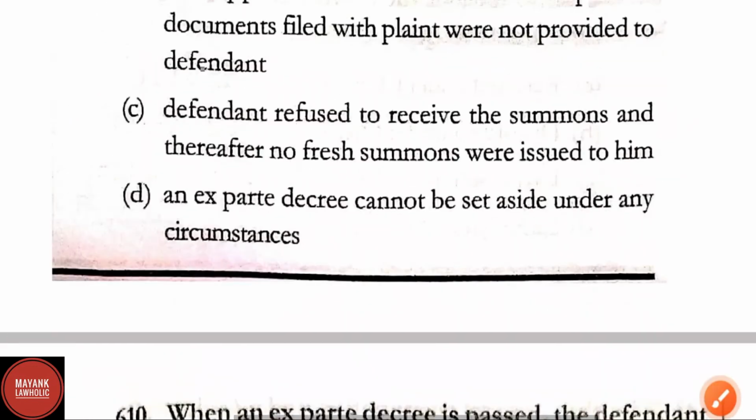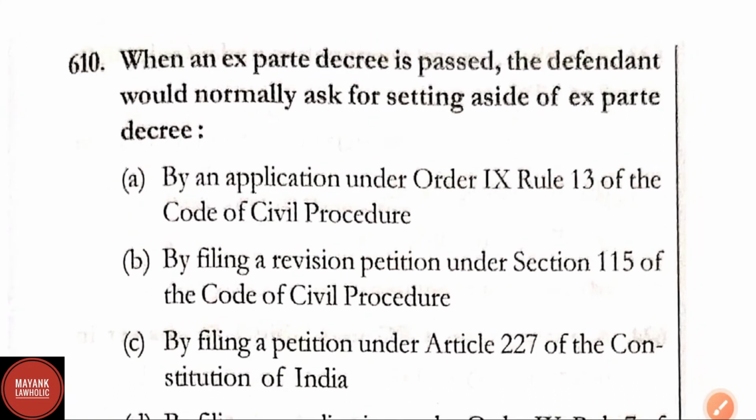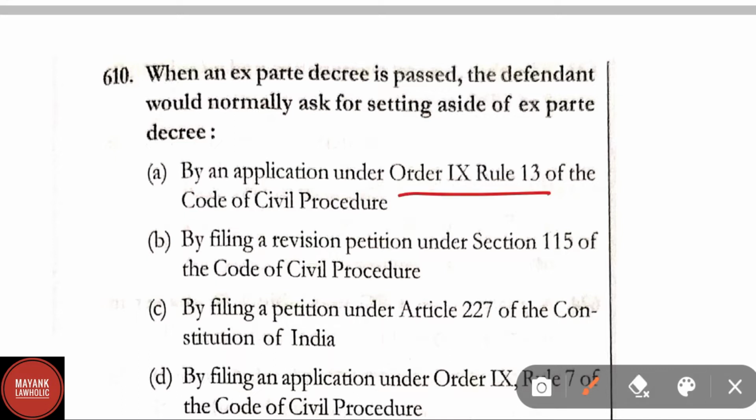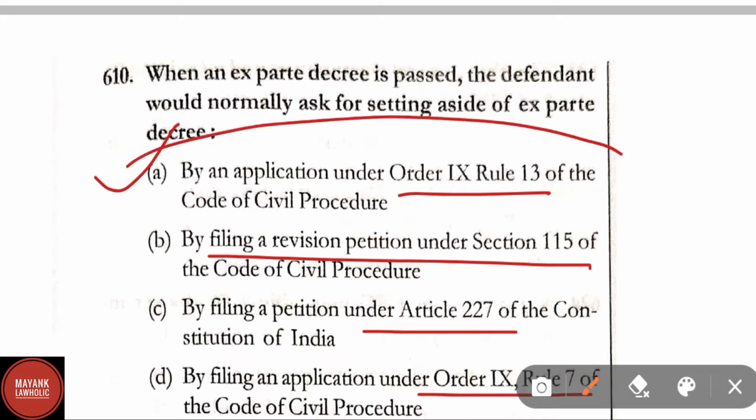Question number 610. When an ex parte decree is passed, the defendant would normally ask for setting aside an ex parte decree by an application under Order 9 Rule 13 of CPC, by filing a revision petition under Section 115 of the CPC, by filing a petition under Article 227 of the Constitution of India, by filing an application under Order 9 Rule 7 of the CPC. Here correct answer is option A, by an application under Order 9 Rule 13 of the CPC.